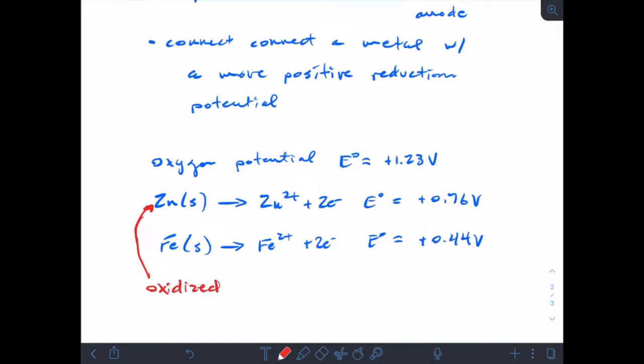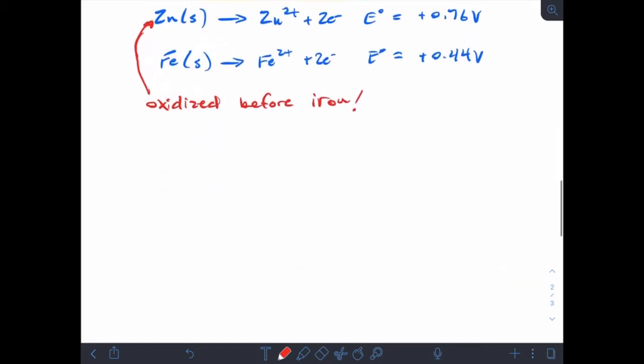Zinc will be oxidized before iron will. So zinc gets oxidized instead of the iron, so to speak.